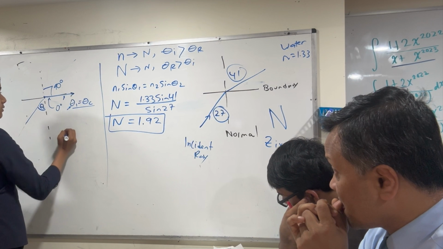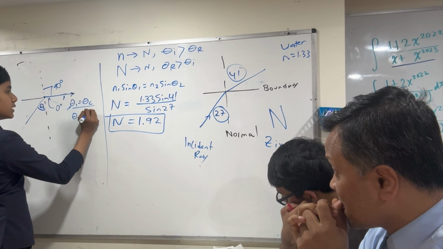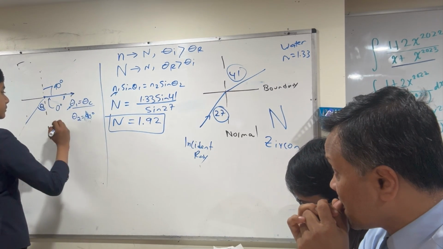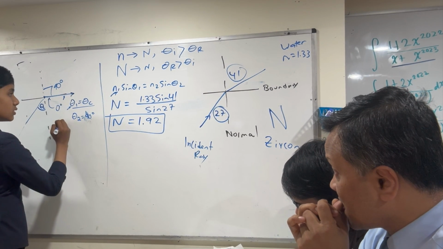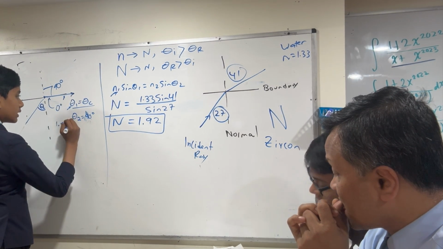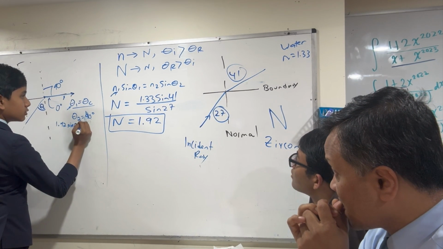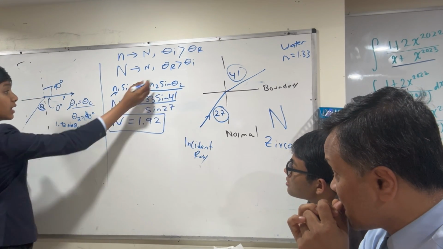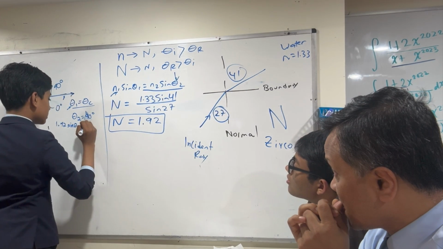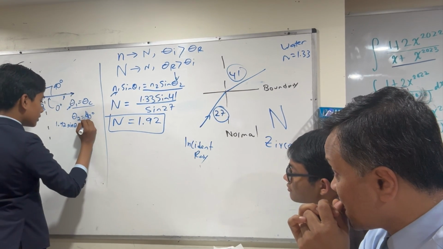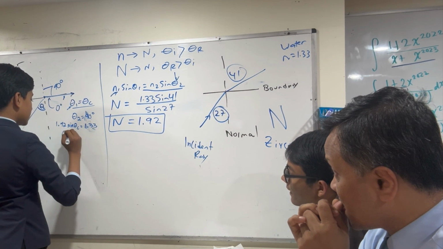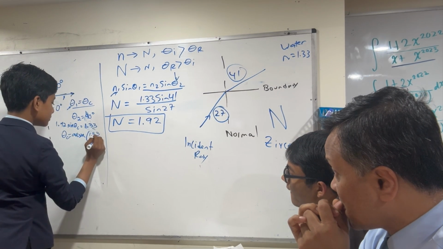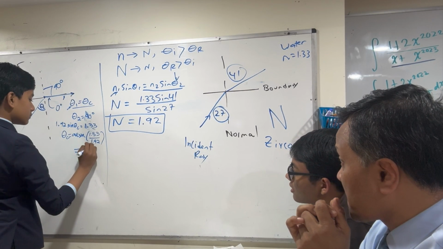Okay, so theta 1 equals theta c, and theta 2 is 90 degrees. So that means we get N1, which is 1.92, times sine theta 1 equal to N2, which is 1.33, times sine 90 degrees, which is 1. So you get theta c is equal to arc sine of 1.33 over 1.92. How much is that? 43.8.